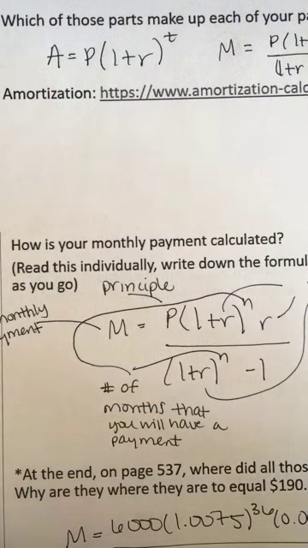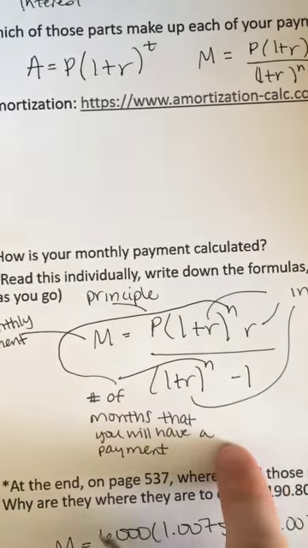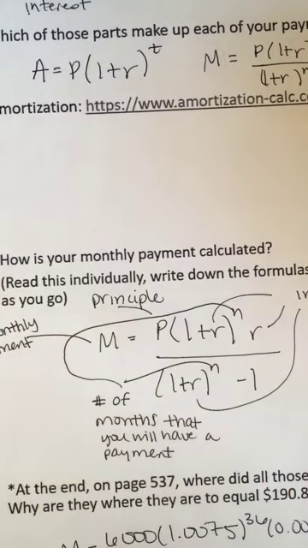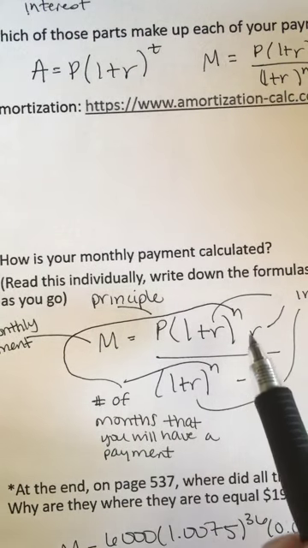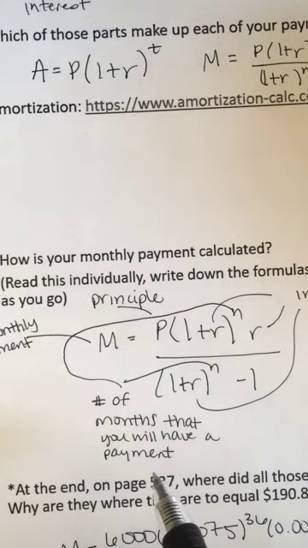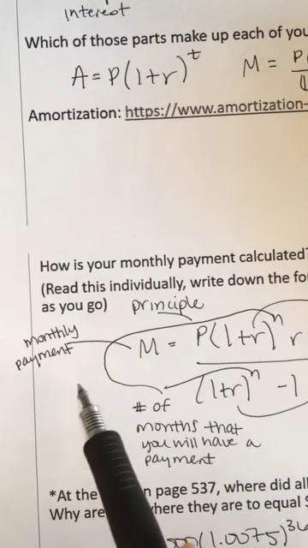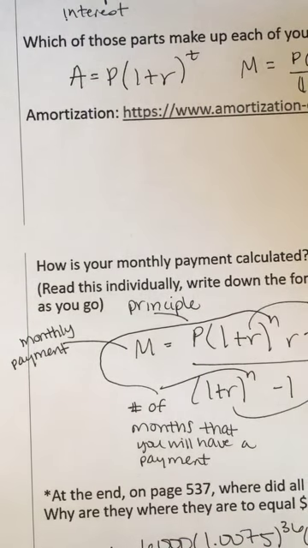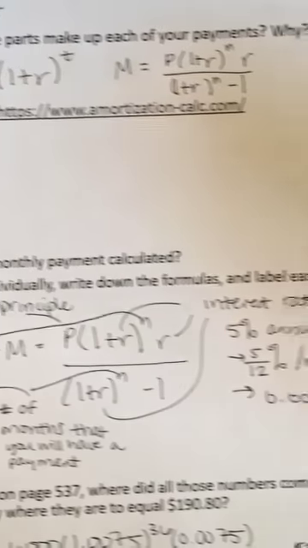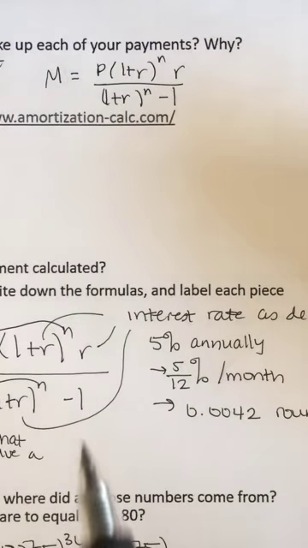Back again for 8.6 Part 2. So this is your formula, just rewritten from the book. Remember, P stands for your principal, N is the number of months that you will have a payment for, M is going to be that monthly payment, so that's what this whole formula equals. And then interest rates are your R's.